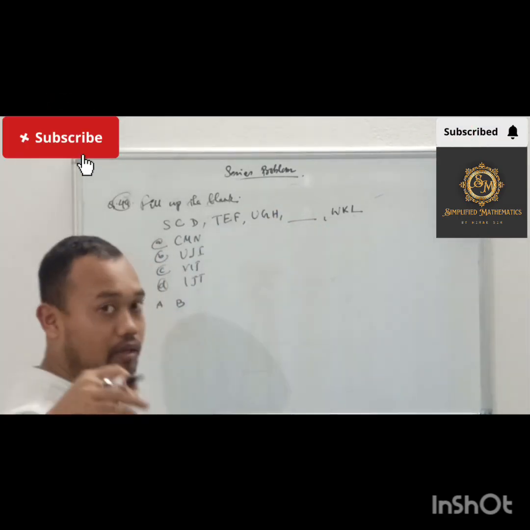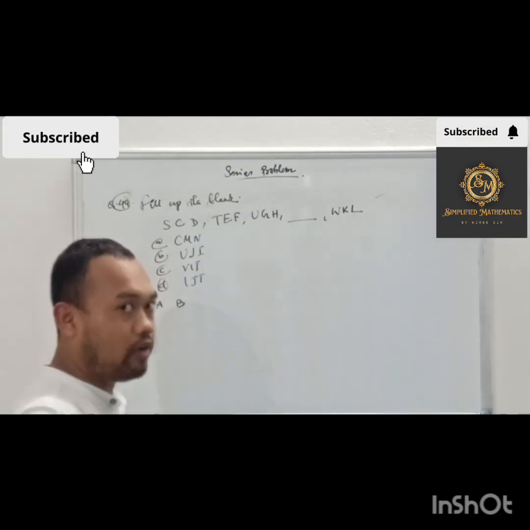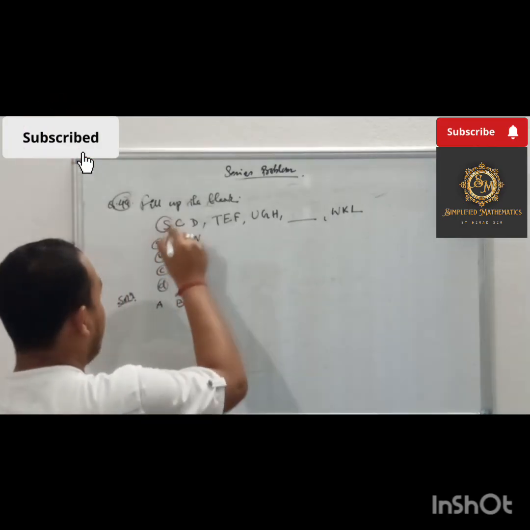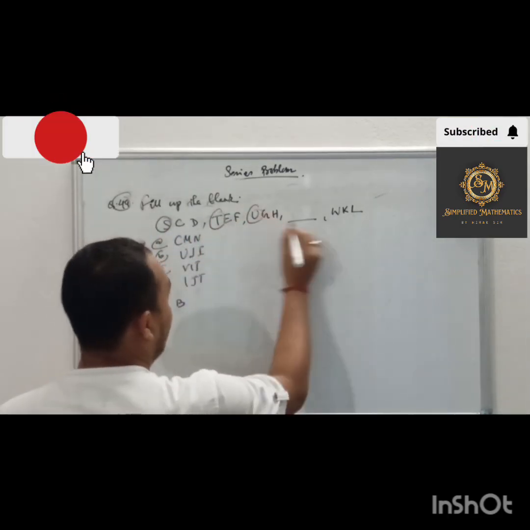Especially this question is very easy. Why? Because you see there is a pattern. S T U, definitely this must be V.